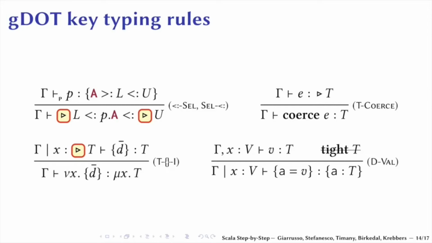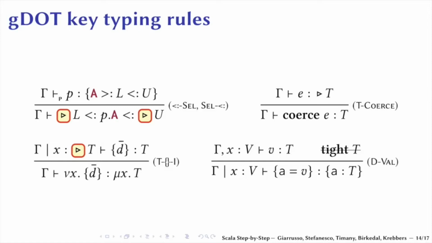Next, T braces I allows introducing recursive objects. To prevent certain circular typing derivations, we avoid the log fixes of other DOT calculi and guard against recursive self-references by adding later to the type of self-variable x. This rule says that to create an object with definition x and give it type mu_x dot object type mu_x dot t, we must check that the definitions may have type t in a context where the self-variable x has type later t.